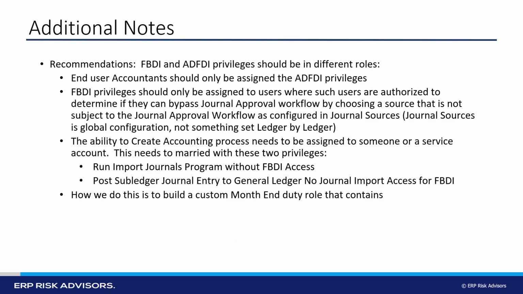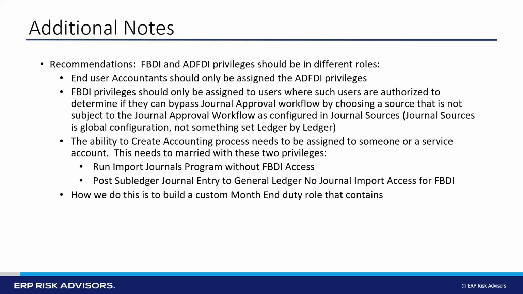So our recommendations: the FBDI and ADFDI privileges should be segregated. End user accountants should be assigned the ADFDI privilege only. This is just in general. They shouldn't have both processes. They shouldn't need access to FBDI privileges. It should only be assigned to those that would have the authorization to bypass journal approval workflow, which typically is never, very rarely, if never.